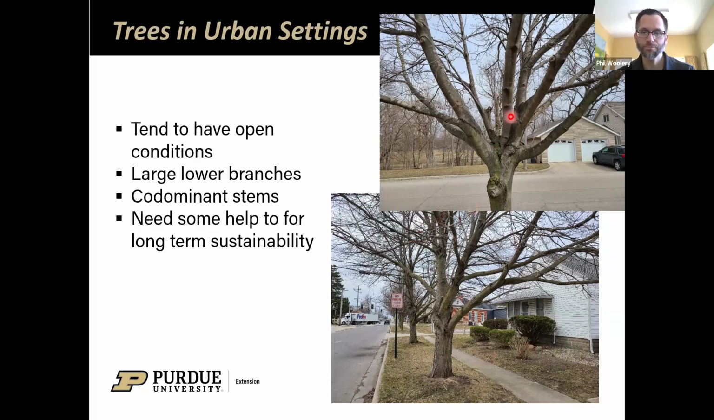Codominant stems can happen, and we'll talk more about that, but that's a structural defect that can lead to a higher probability of failure of branches and everything there. So that can shorten the lifespan of our urban trees. So for long-term sustainability, these trees are going to need some help with pruning.